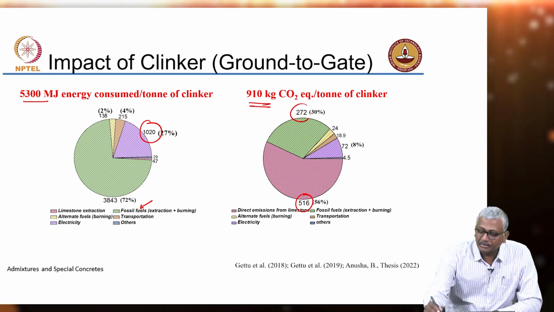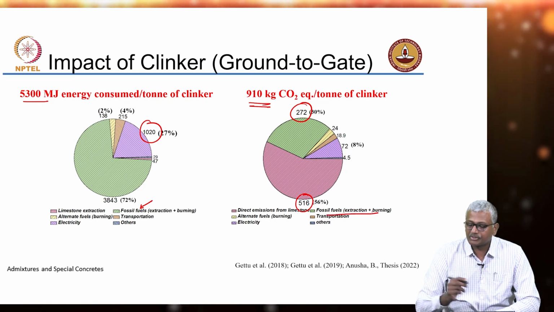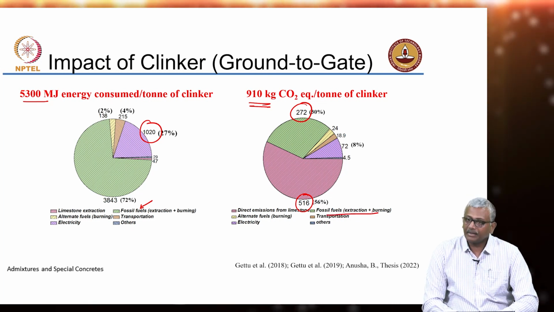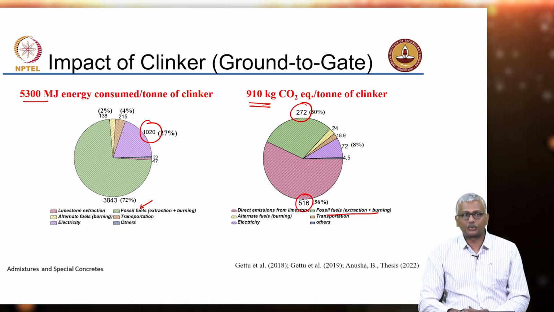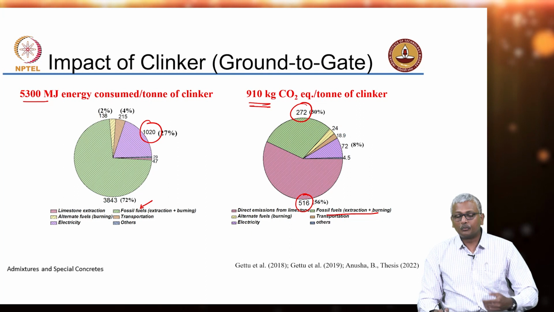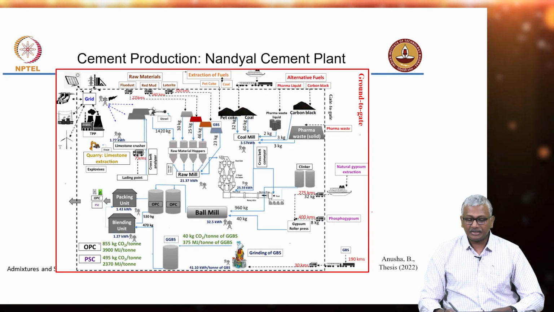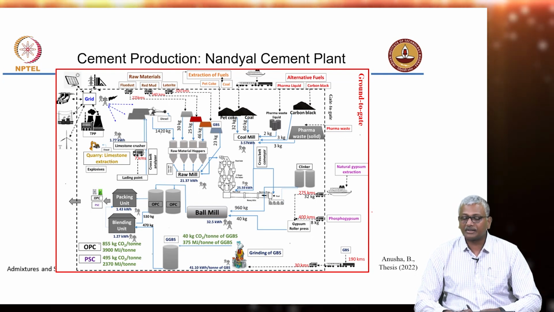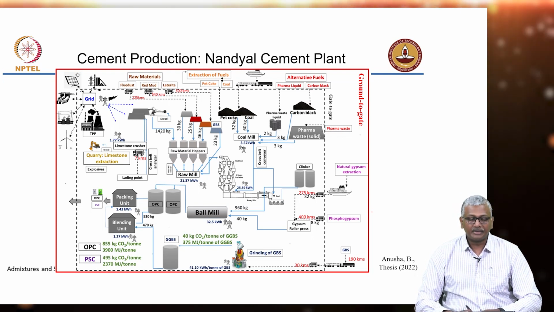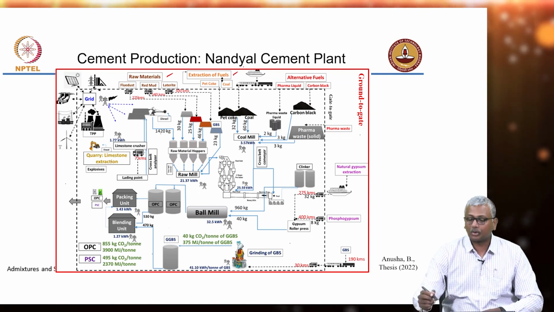What is the second bigger component? 272 from extraction and burning of fossil fuels. Again, that gives us a scope for reducing the CO2 there. But keep this figure in mind, 910. So we will compare this with other cementitious systems. So again here, the ground to gate analysis of the Nandyal cement plant involved obviously the extraction of raw materials and the fuels and the alternative fuels.